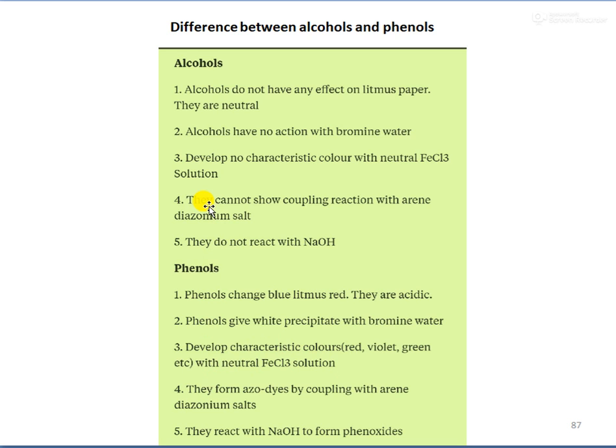The fourth point is that alcohols cannot show any coupling reaction with arene diazonium salts, whereas phenols will show coupling reactions. So azo dyes can be obtained from phenols after converting them to diazonium salts. And the last point is that alcohols do not react with sodium hydroxide, whereas phenols do react with sodium hydroxide to form the phenoxide ion.